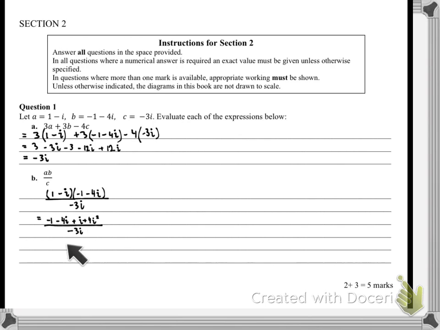Now, when we divide by a complex number, we've got to rationalize it by multiplying by the conjugate. So the conjugate of negative 3i becomes positive 3i, and we have that as a fraction on top of itself. We've got this 4i squared, so make sure that goes to negative 1 times 4. And we will get it simplified nicely, 1 minus 5 on 3i.